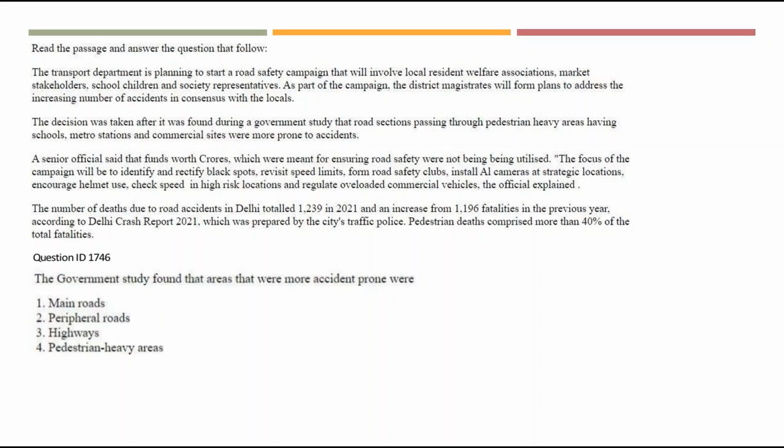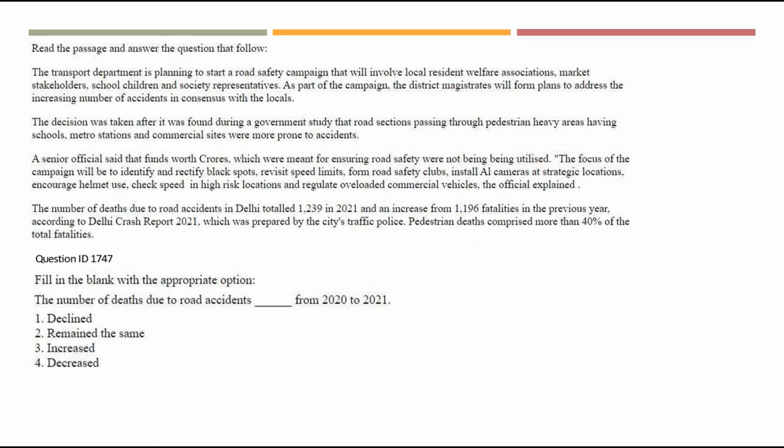The government study found that areas that were more accident prone were. So this paragraph has talked about the areas. So it is pedestrian heavy areas having schools, metro stations and commercial sites. So main roads, peripheral roads, highways are not there. Pedestrian heavy areas. Option number 4 will be the right answer.